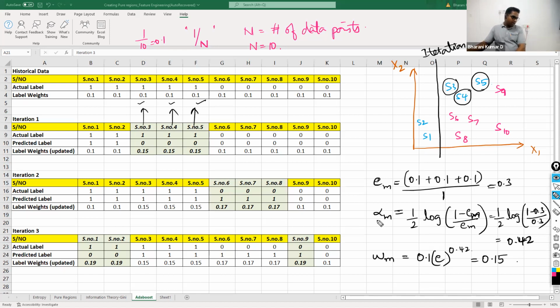This alpha m is called as loss function. For now, just remember that this is loss function. When we get into neural networks, I'm going to explain you in detail. But for now, just remember that this is called as what function? Loss function.